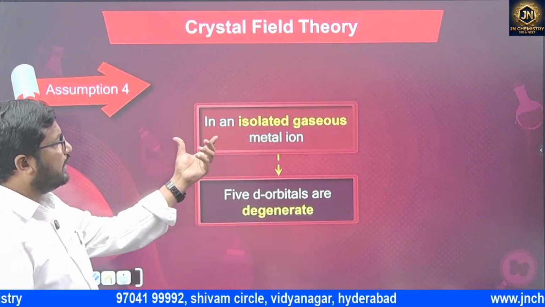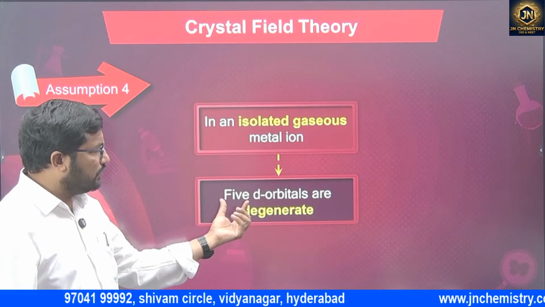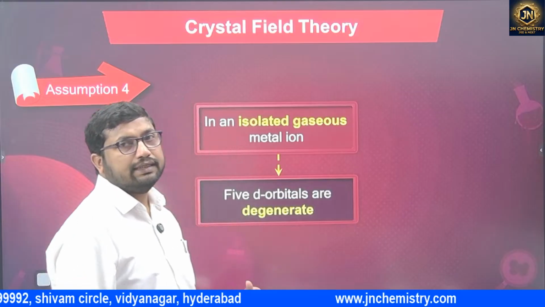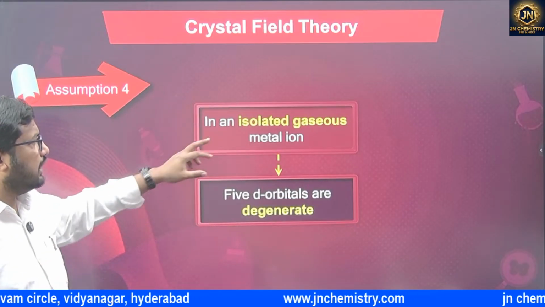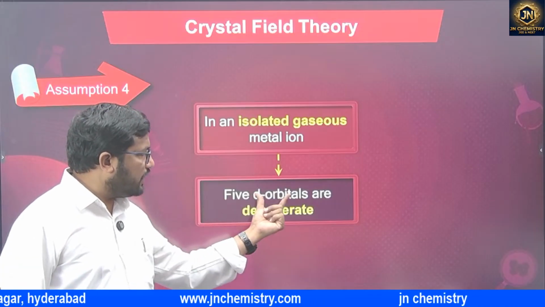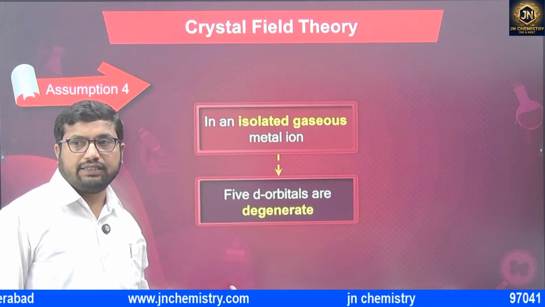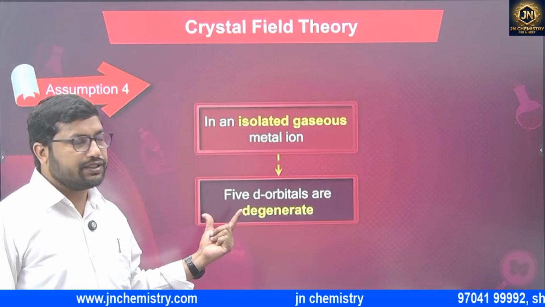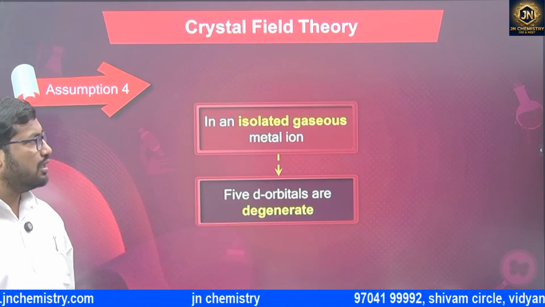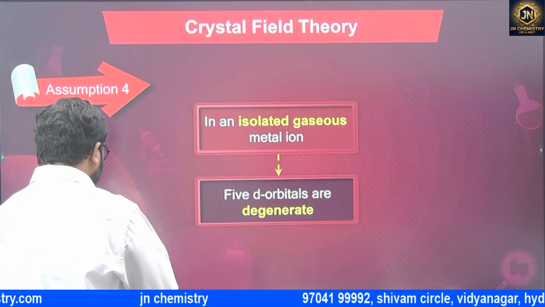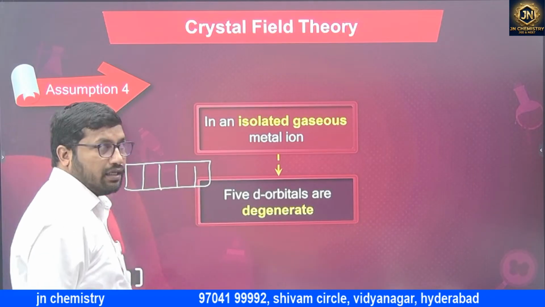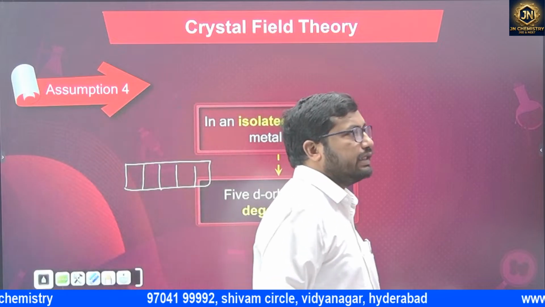Right, in isolated gaseous metal ion, the 5d orbitals are degenerate. Degenerate means what? Same energy. In isolated cases the 5d orbitals dxy, dyz, dzx, dx square minus y square, and dz square are all degenerate. Degenerate means all are in the same energy. 1 2 3 4 5 all are in the same energy. Degenerate.